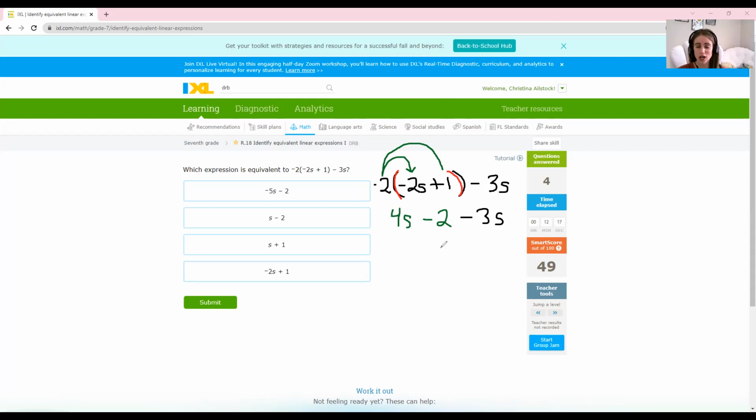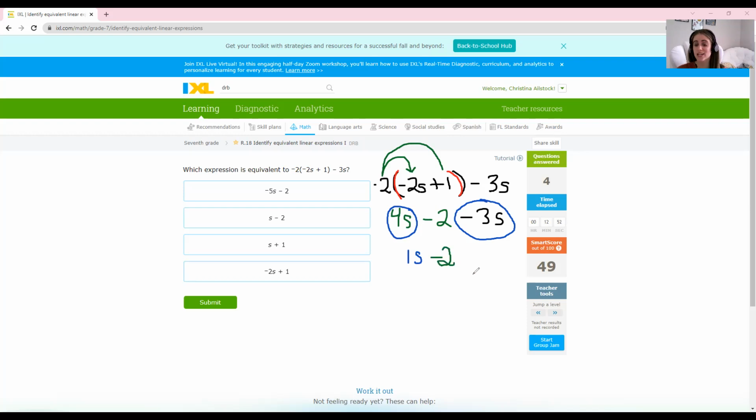Yes, sirree, there are. I have a 4s, and then you always include the sign with it, a -3s. By including that sign, that tells us that we are subtracting these like terms because it's a -3s. 4s minus 3s would be 1s. Does your -2 here have a like term? Nope, there's no other constants, so we just bring it down.